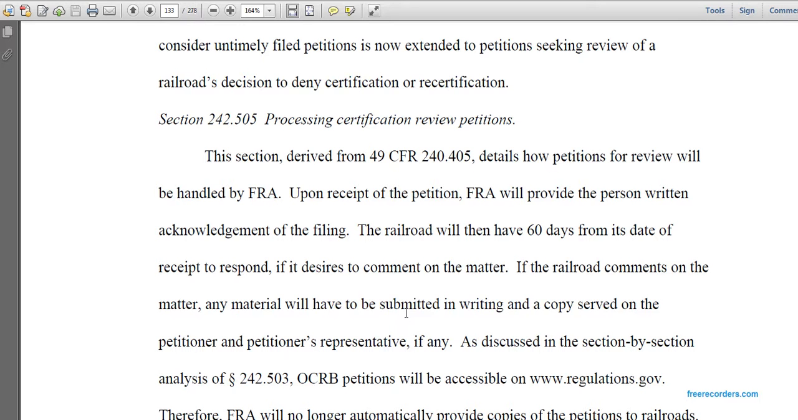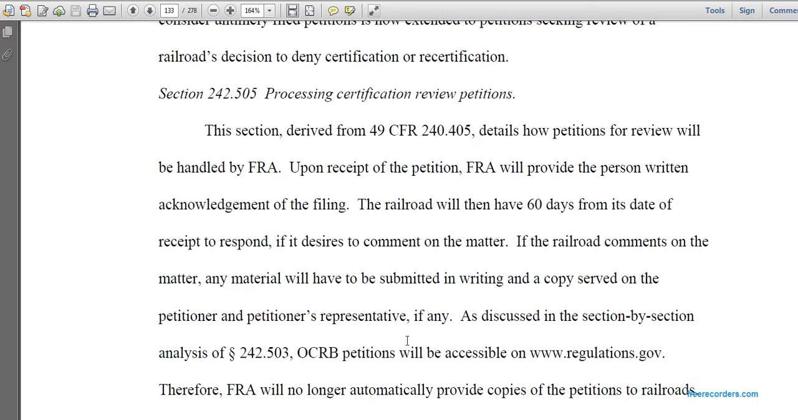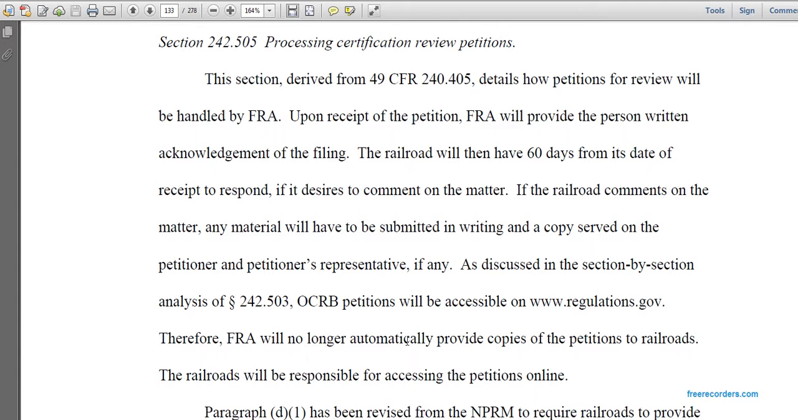The railroad will then have 60 days from the date of receipt to respond, if it desires to comment on the matter. Any material the railroad submits will have to be in writing, copied, and served on the petitioner and the petitioner's representative, if any, as discussed in the section-by-section analysis of section 242.503.